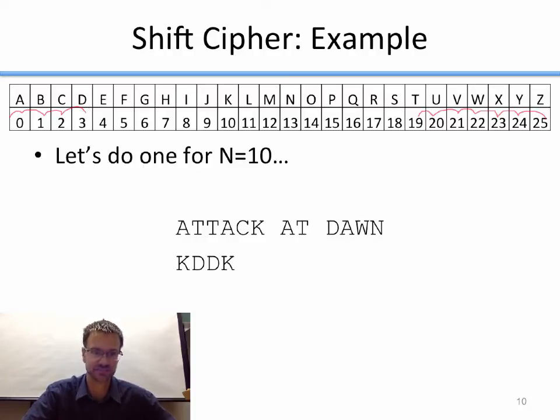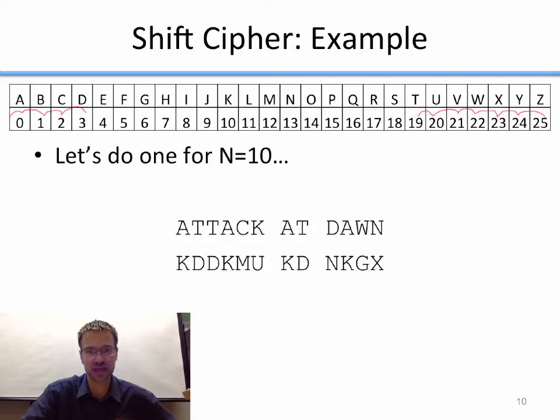Then I do C. Okay, so C starts here at 2. And if I add 10 to that, I get 12, so that gets me M. K is at 10. If I add 10 to that, I get 20. It gets me U, et cetera, and I continue it. I get a message that looks like that. And the decryption for this is doing the same thing in reverse. If I find K, well, K is 10. Subtract 10, I get 0. That's A, et cetera, et cetera.